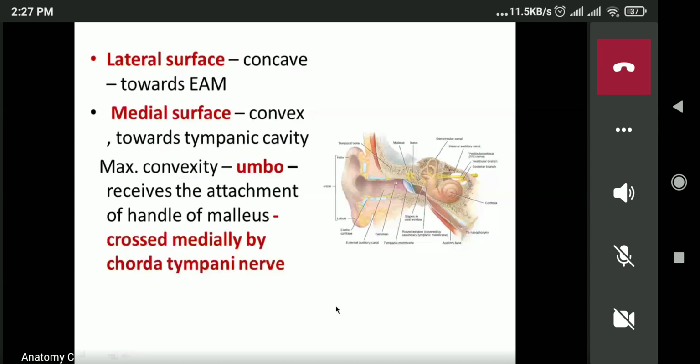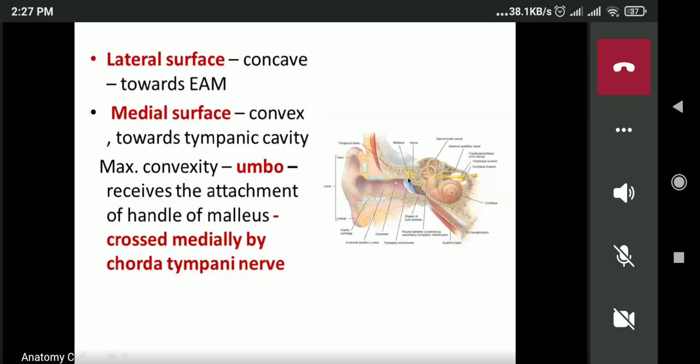Now the tympanic membrane consists of 2 surfaces: the lateral surface and the medial surface. The lateral surface is concave, so here you can see the concavity. This is the lateral surface, which is concave and directed towards the external acoustic meatus. And this is the medial surface. The medial surface is convex and it is directed towards the middle ear cavity. So the lateral surface is concave, and the convex one is the medial surface.